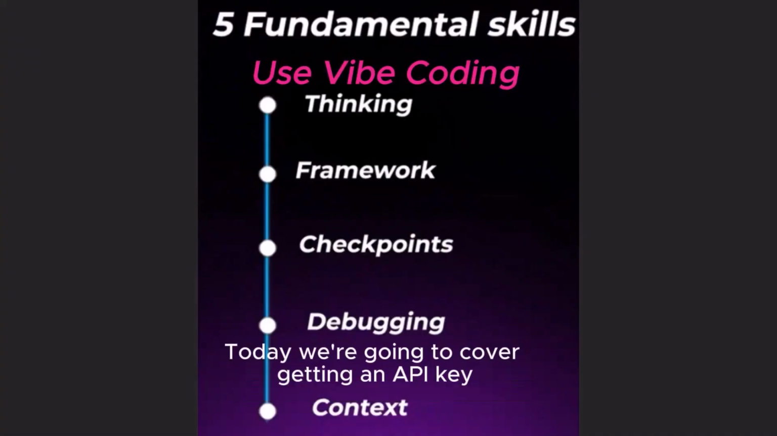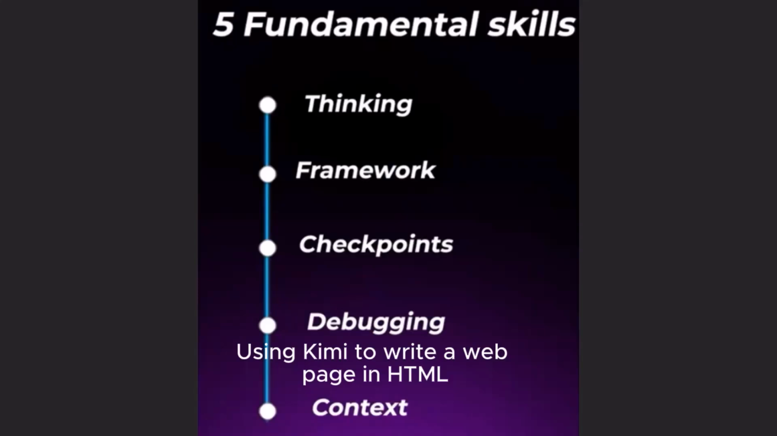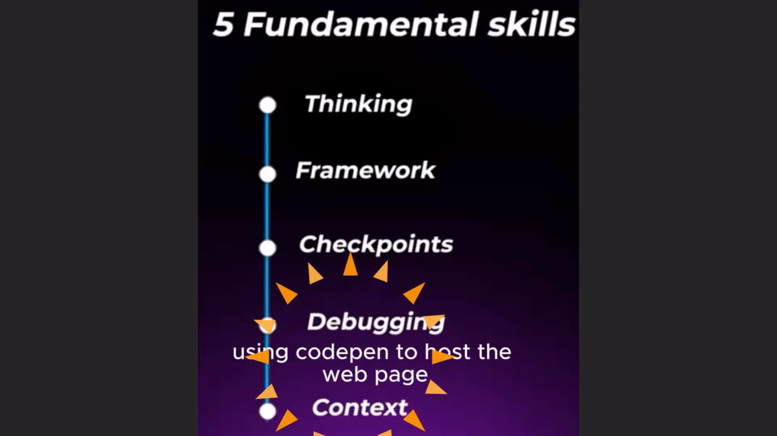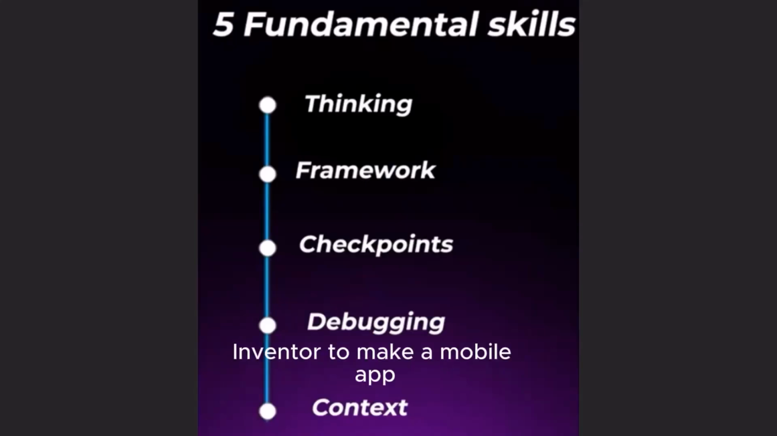Today, we're going to cover getting an API key, using Kimi to write a web page in HTML, using CodePen to host a web page, and transferring it to App Inventor to make a mobile app.